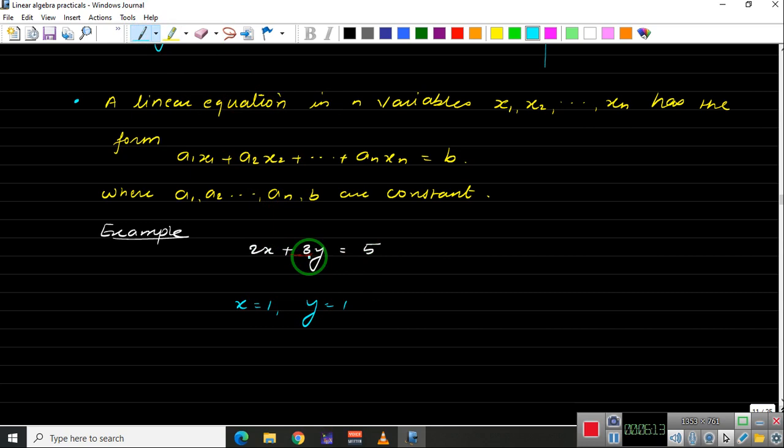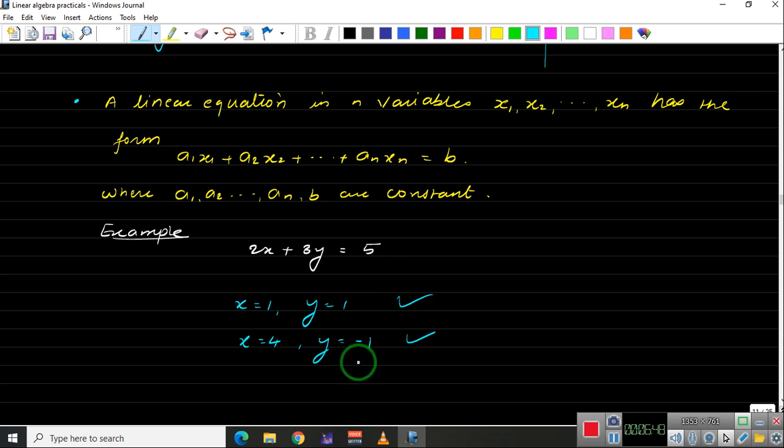So for this linear equation, we have this as one of the solutions. Again, you may have some other solutions. For example, you may take x equals 4, so 2 into 4 is 8, and you can take y equals minus 1. So 2 into 4 is 8, plus 3 into minus 1, minus 3. 8 minus 3 is 5. So again, this is a solution. Likewise, you may have many other solutions.